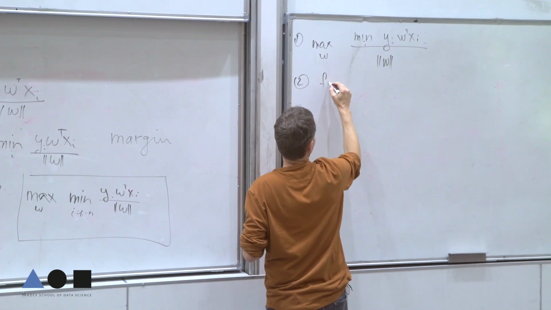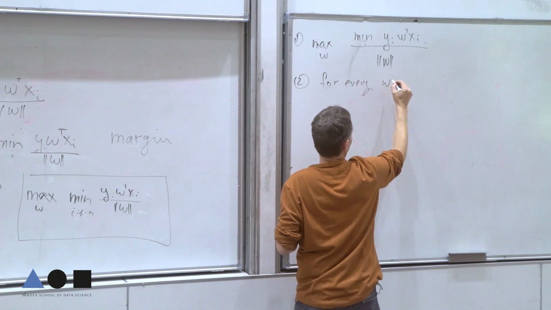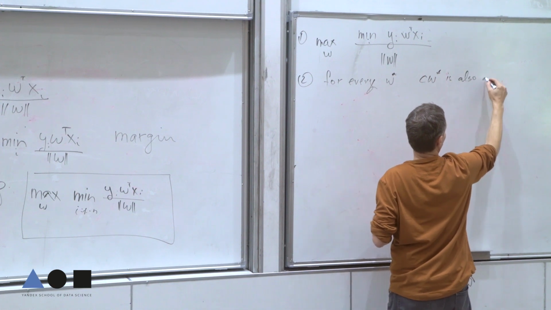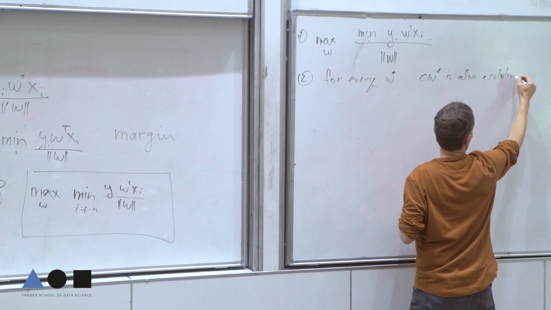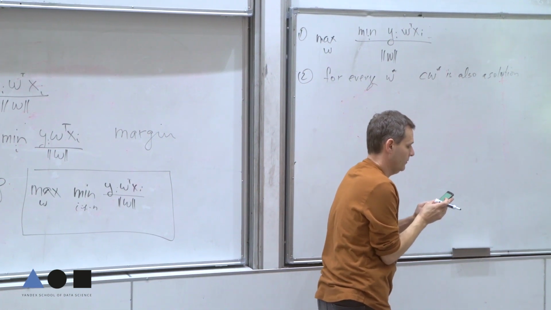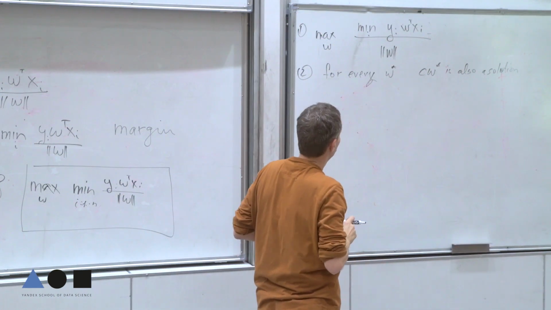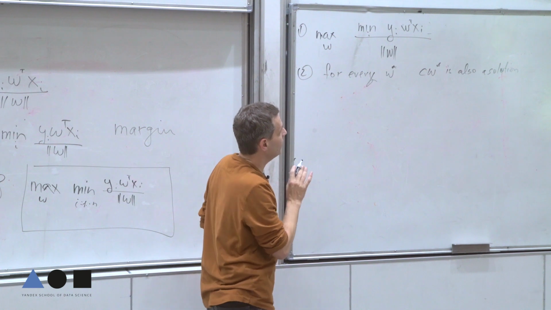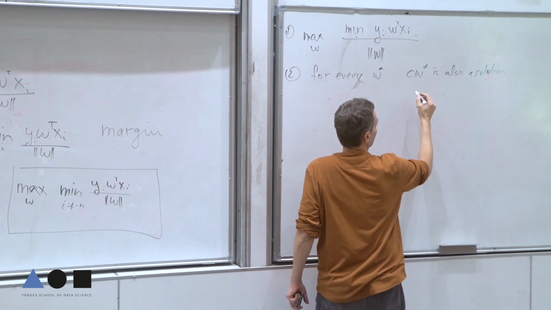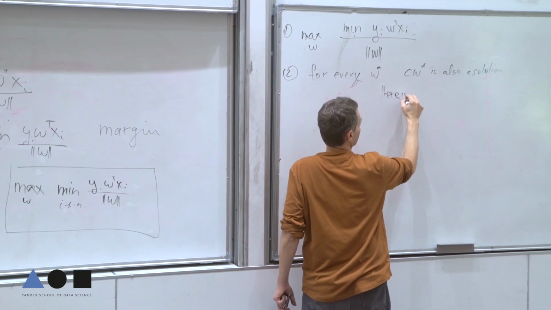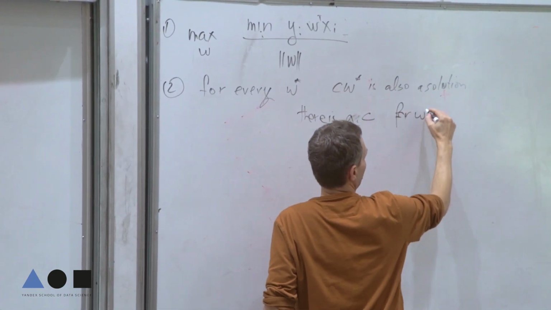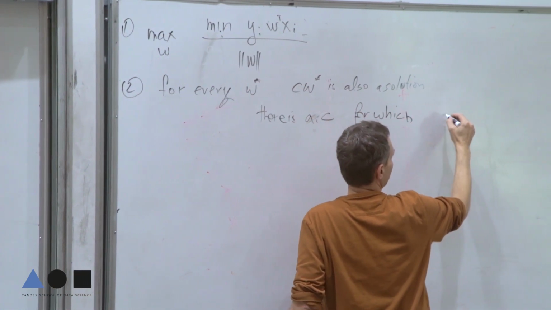Step 2 is, as I said, for every W which is a solution, CW is also a solution. So we're going to select, let me see how I write that. I'm going to tell you there is a C for which the numerator obeys y_i.